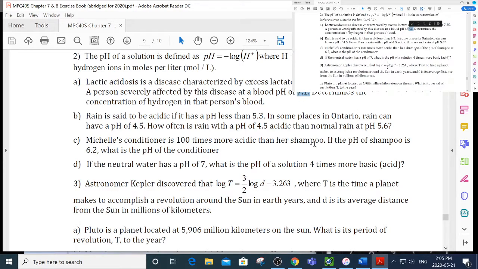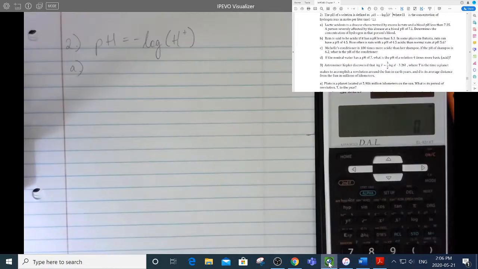This is the number we're working with. Determine the concentration of hydrogen in that person. Which person is that? This person. The person severely affected by the disease. The 7.35, this entire first sentence is background story. 7.1 is the number we're working with, and this is a fairly straightforward question.